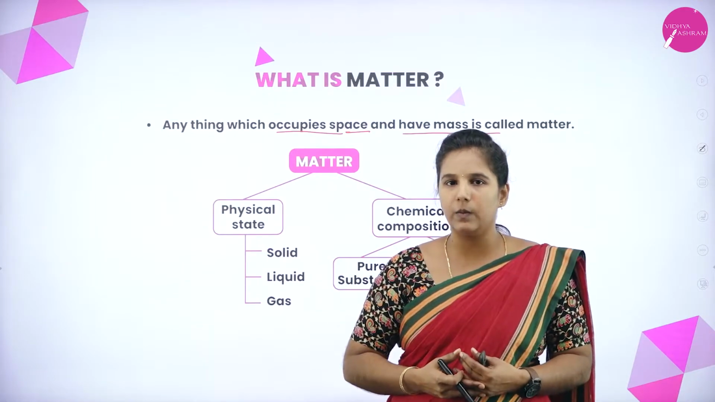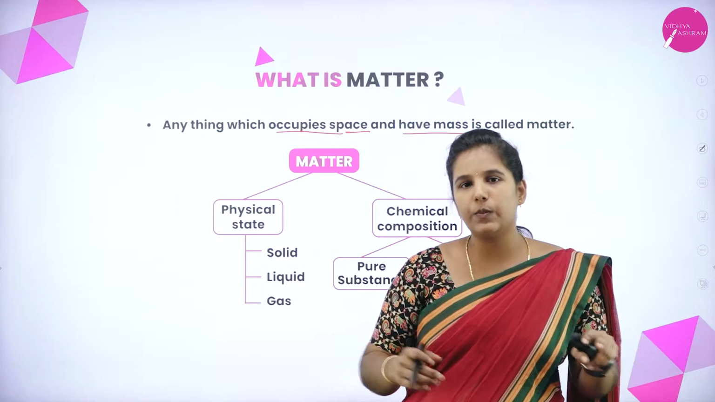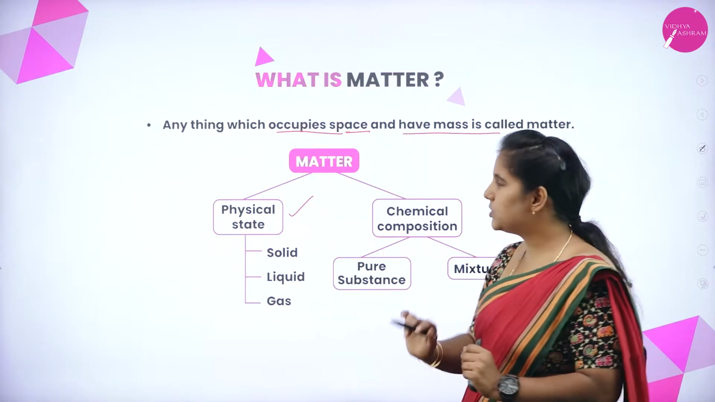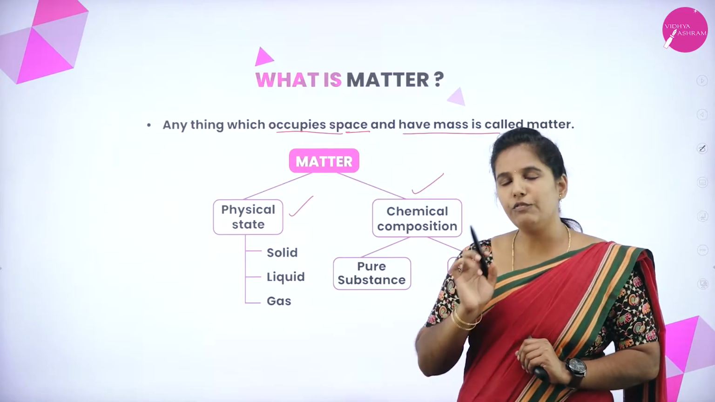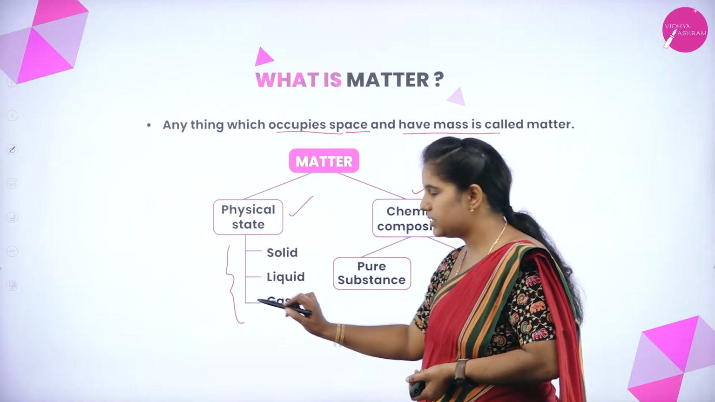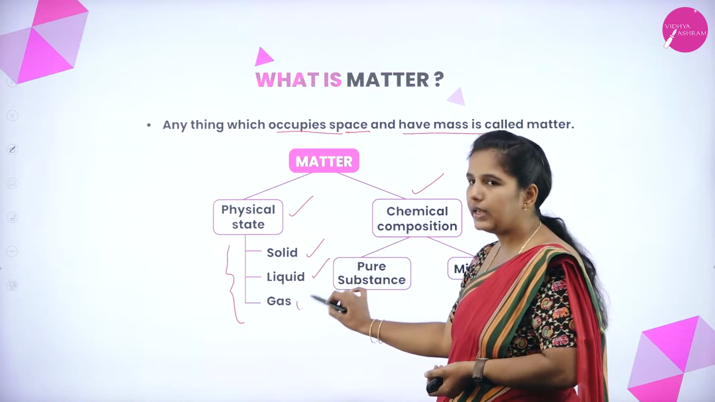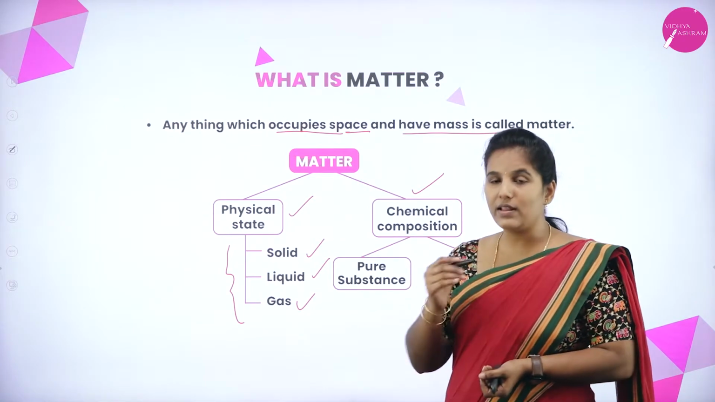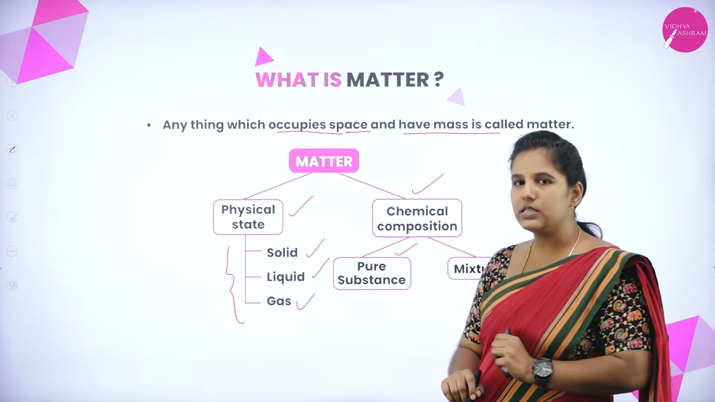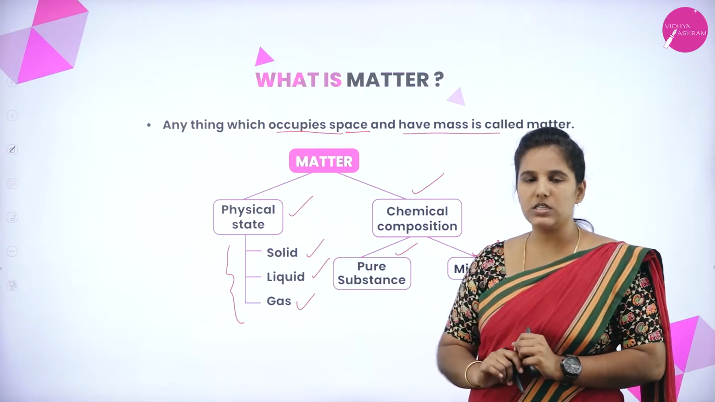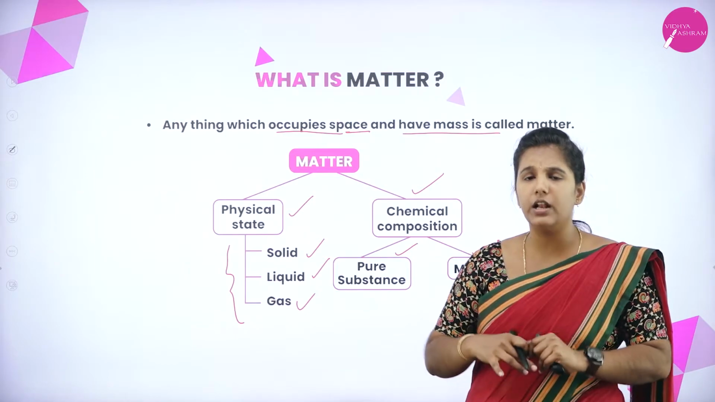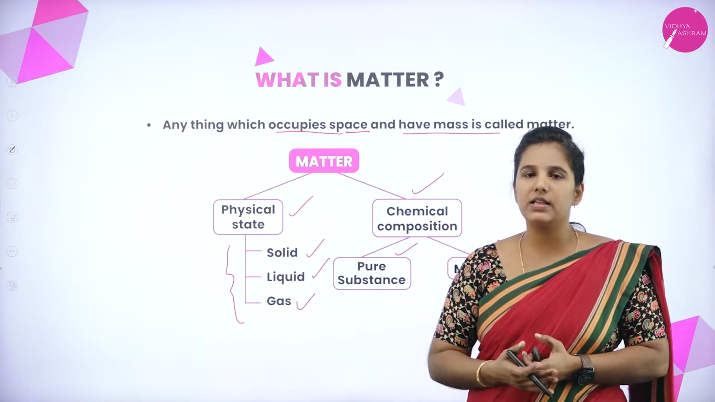How do we classify this matter? Do you all know that? Matter can be broadly classified into two different types. The first one is based upon the physical state, and the second one is based upon the chemical composition. If you classify matter based upon the physical state, we can classify it into three different states: solid, liquid, and gases. If you classify matter based upon the chemical composition, we can classify it into two main types, that is pure substances and mixtures.